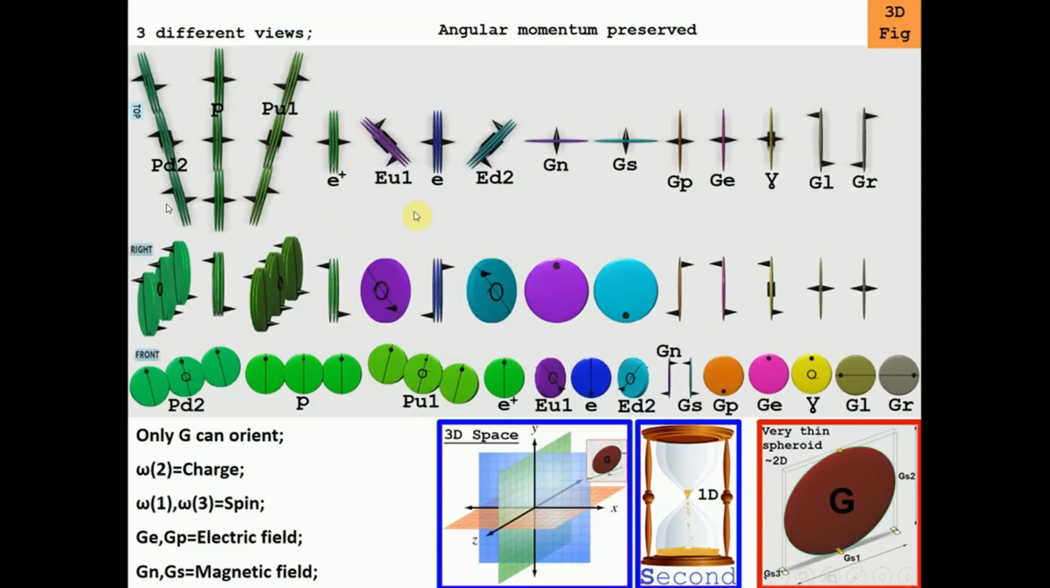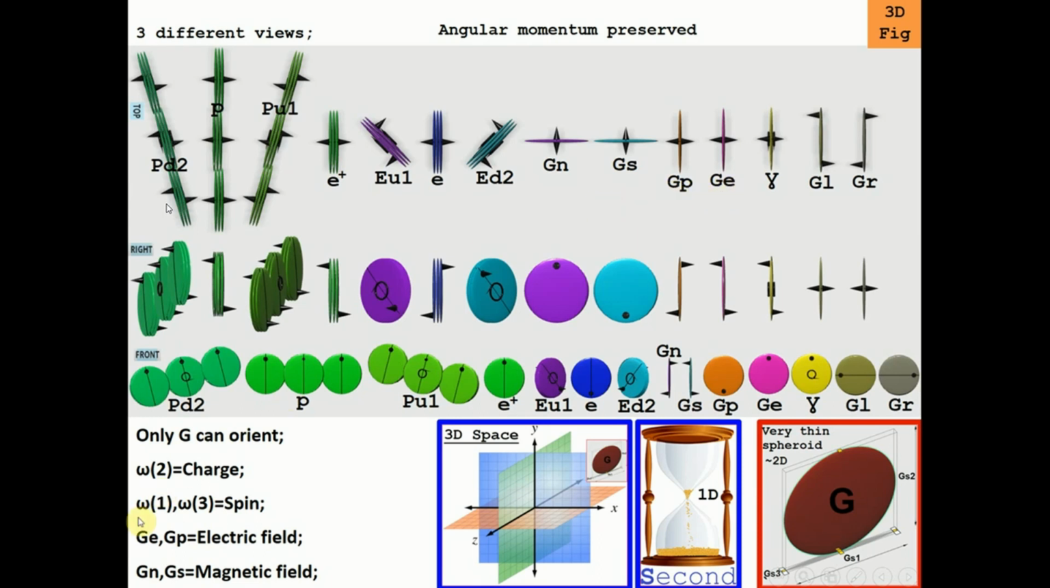So we already have many particles, so let's make a quick summary. These three lines represent three different points of view of the same particle. The electron spin up is EU1, the electron spin down is ED2, and the electron is the blue one, which does not actually exist, it's just an idealized particle. EU1 and ED2 look like E because the rotation about the X and the Z axis is very, very small. E plus is the positron, Gn and Gs are the magnetic field, Gp and Ge are the electric field.